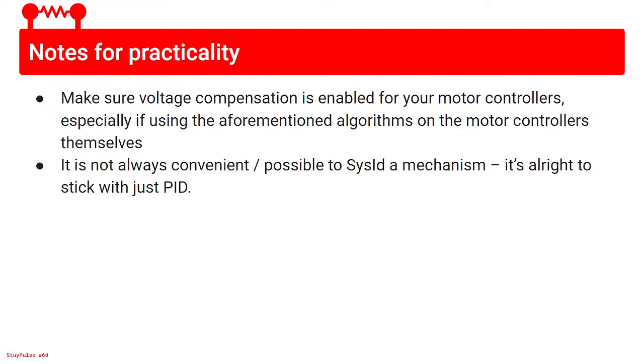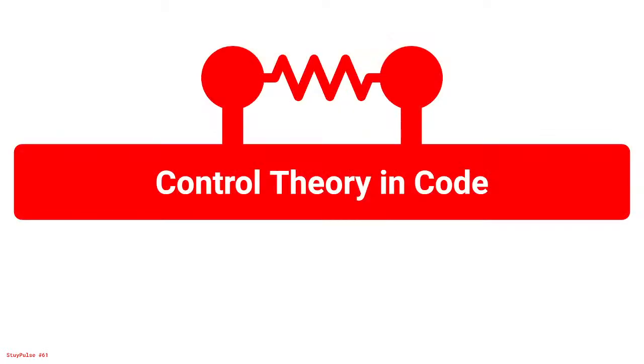Another thing is it's not always convenient or possible to characterize. SysID, system identification, the verb for it is characterize. It's not always convenient to characterize a mechanism, so sometimes it's fine to just stick with PID. So, control theory and code.